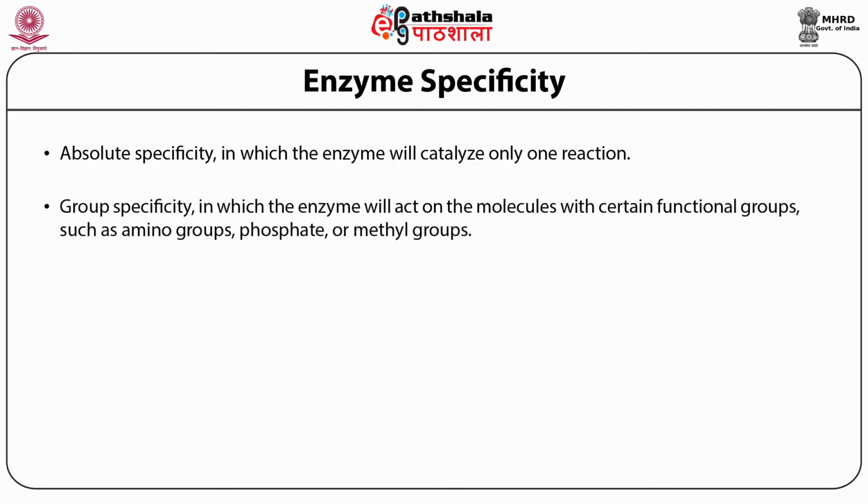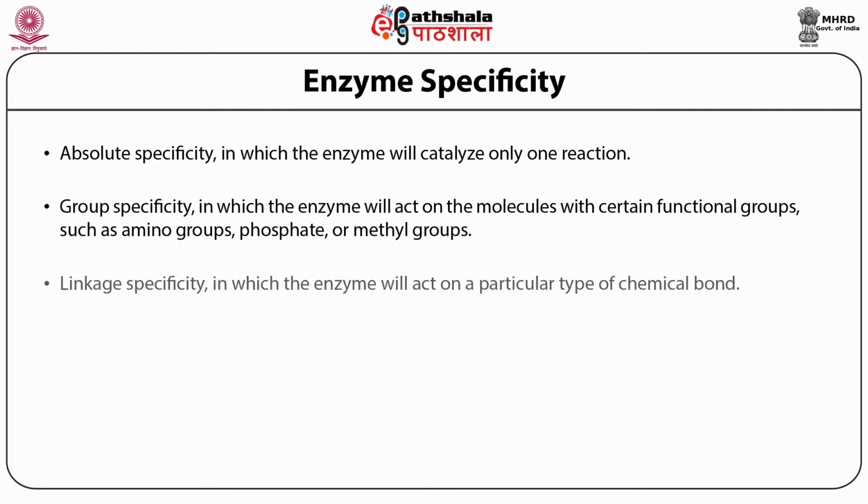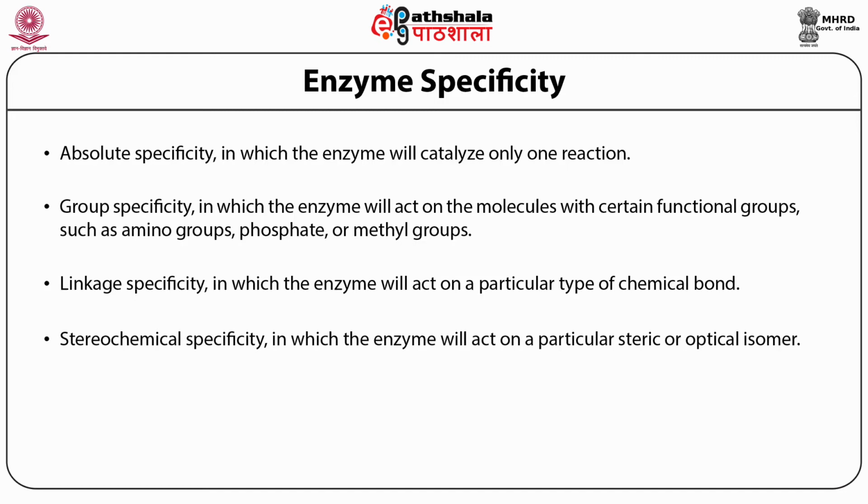Then the group specificity, in which the enzyme will act on molecules with certain functional groups such as amino groups, phosphate or methyl groups. Then the linkage specificity, in which the enzyme will act on a particular type of chemical bond. And the last one is the stereochemical specificity, in which the enzyme will act on a particular steric or optical isomer.